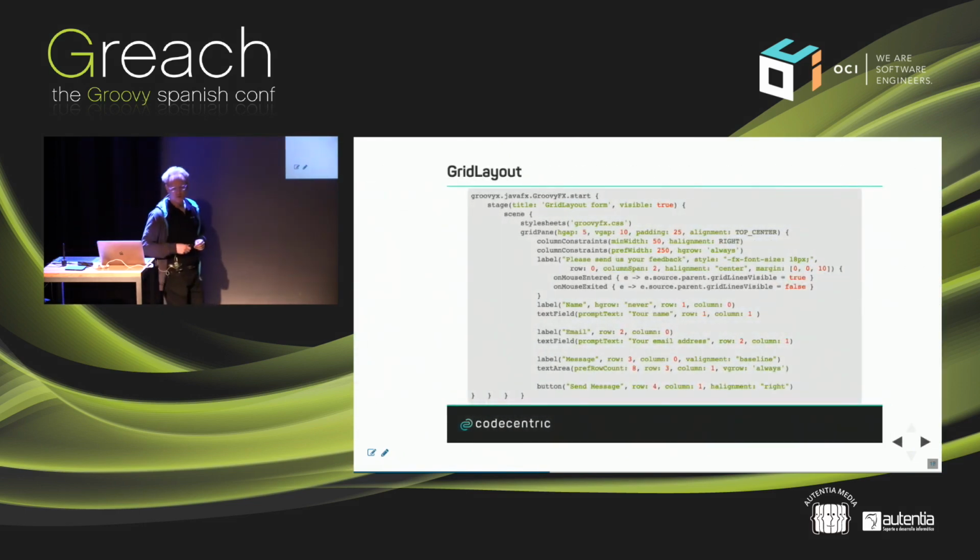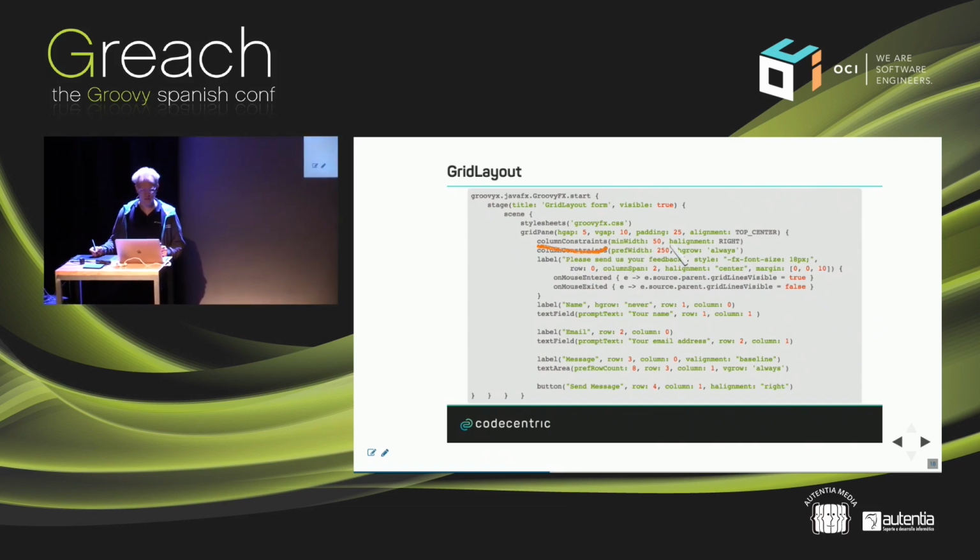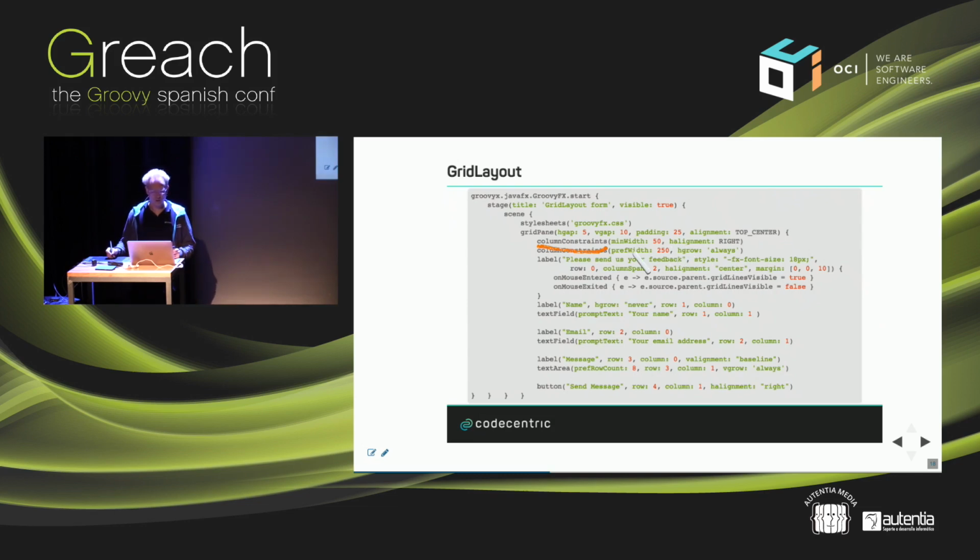Another layout manager is the grid layout manager. That is a bit more complex because it has a bit more options. You want to design some columns, and here you have the column constraints part, where you can say it has a minimal width, horizontal alignment, how it grows and so on. You put that directly into the grid pane, and then you put your elements like the labels and text fields and whatever you want there.